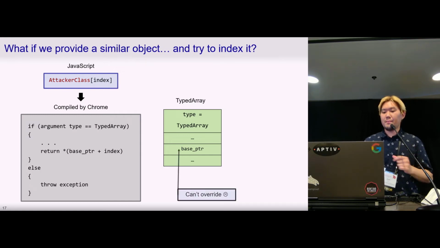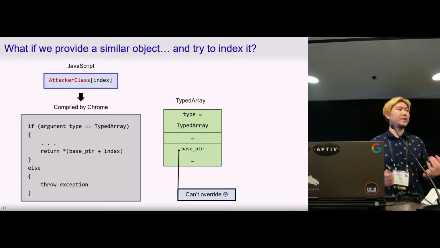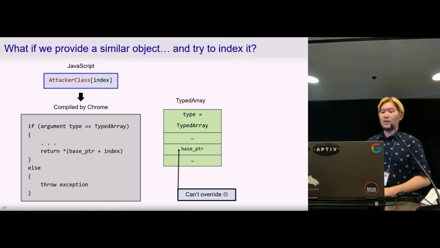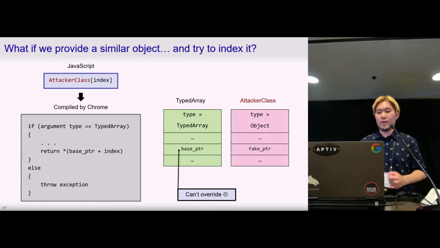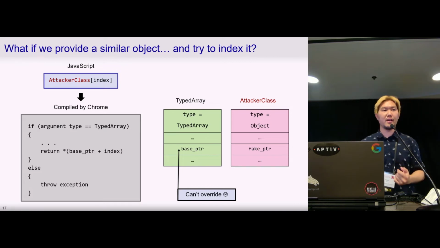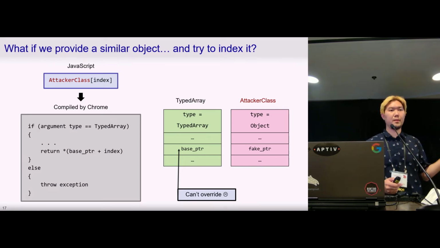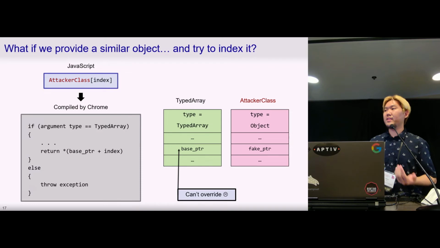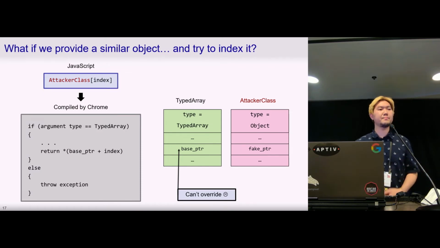Well, the 64-bit base pointer in our typed array is not accessible, which means we'll need a way around. Let's construct an object that is not a typed array, but one where we can control the value at the same memory offset that would correspond to that 64-bit pointer. So here we're effectively trying to fake a pointer.